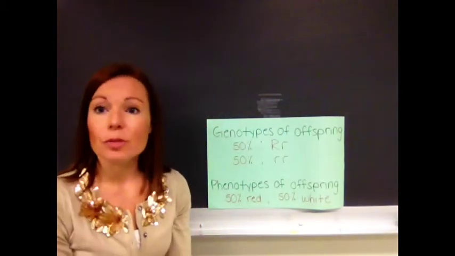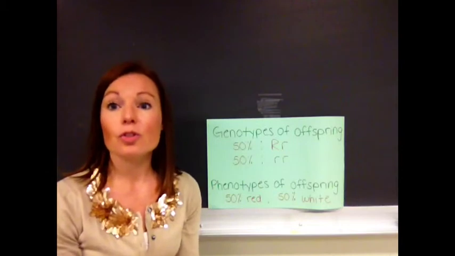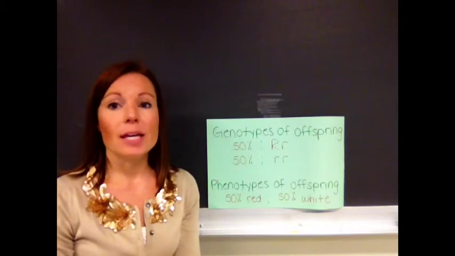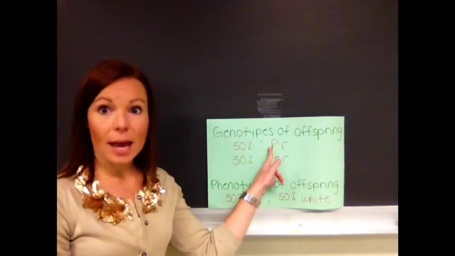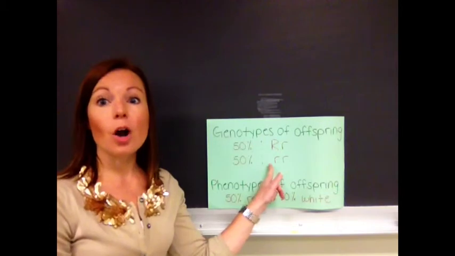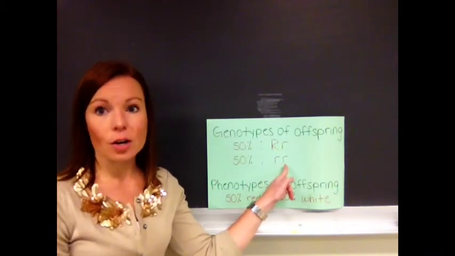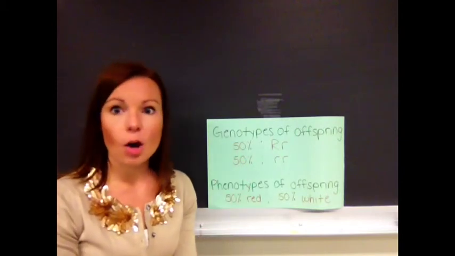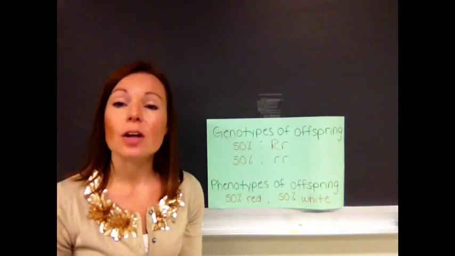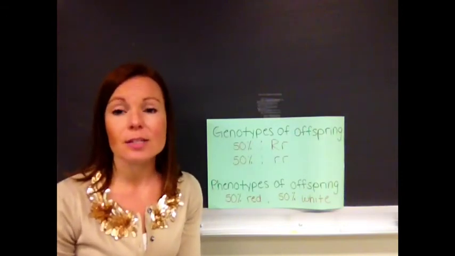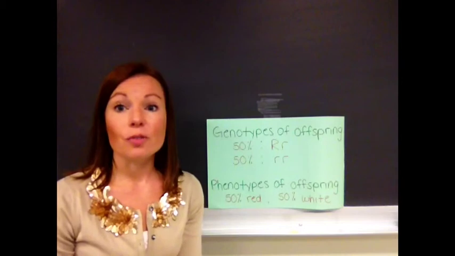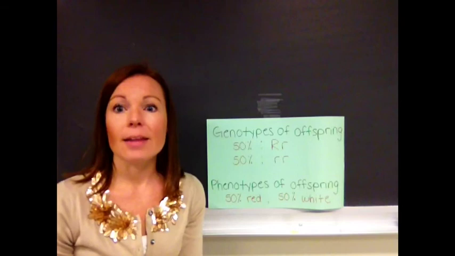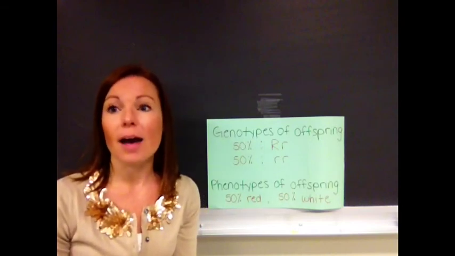So by looking at the results, you can determine that the possible genotypes for these two plants' offspring would be either heterozygous, capital R, lowercase r, or homozygous recessive, two lowercase r's. 50% will be heterozygous and 50% will be homozygous recessive. Based on that, you can figure out which characteristics these plants will display. The 50% that are heterozygous will have red flowers, and the 50% that are homozygous will have white flowers.